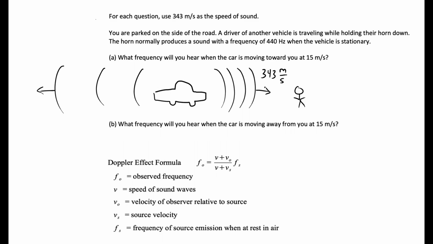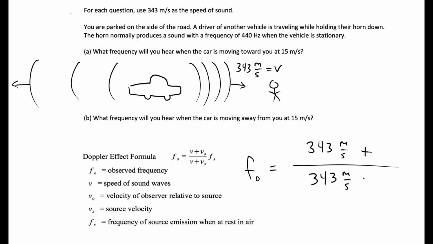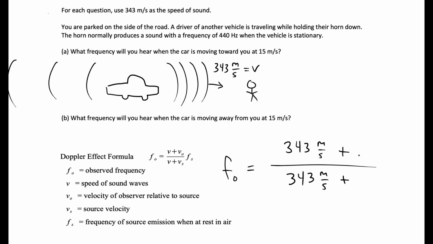So we're going to call V the speed of the waves. So that needs to go both here, above, and below in the formula. Now we need VO, which is the velocity of the observer relative to the source. In this particular problem, they said that we were just sitting in our own vehicle parked. And so I'm going to consider the person to be stationary, having a velocity of 0 meters per second. So let's put just a 0 in for VO.